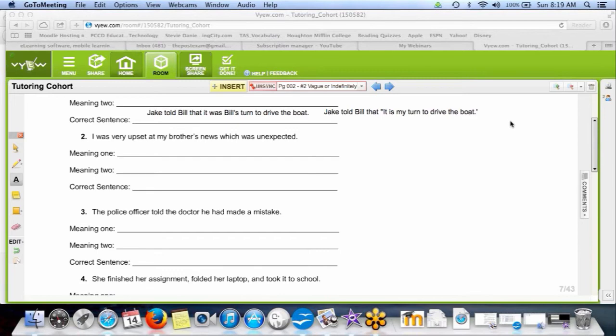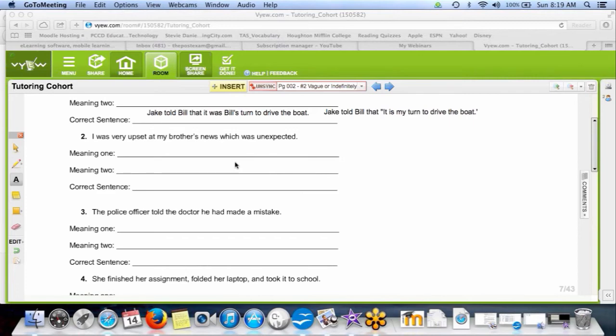Yeah, I was unexpectedly upset at my brother's news. Right. That was you, Daniel. Good. Same with you, Sharif. You're saying unexpected, but the thing is needs to be unexpectedly upset. Good. And I see everybody else coming in. Okay, I think you guys have got it. I was just scrolling down to make sure.